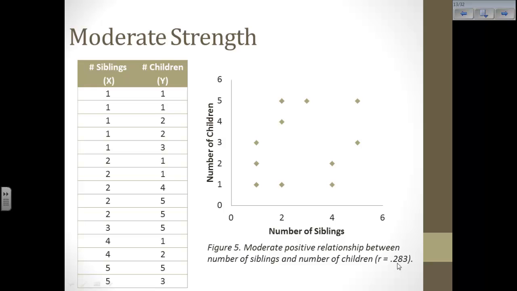And then when you look at the correlation coefficient for this data, so what would be calculated in step 3 of your hypothesis test, it fits that moderate criteria. Remember, moderate relationships are around 0.30. And you also see that it is a positive moderate relationship.